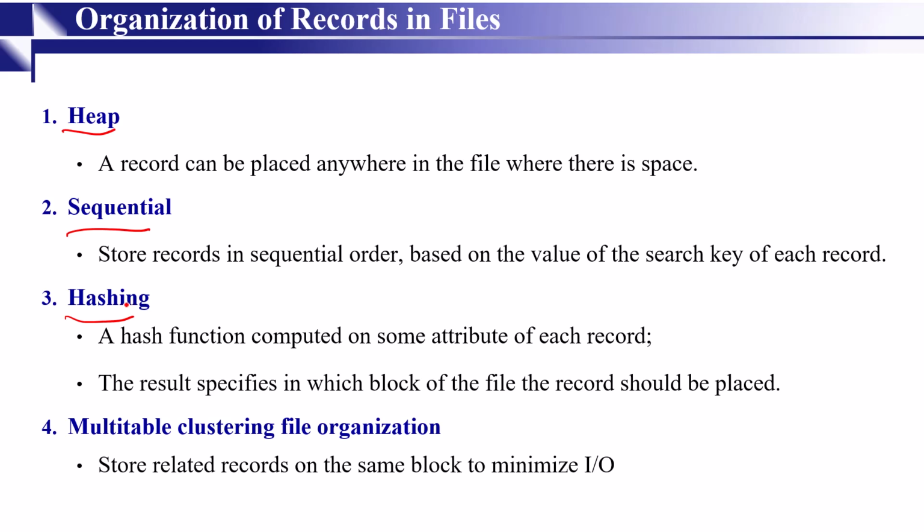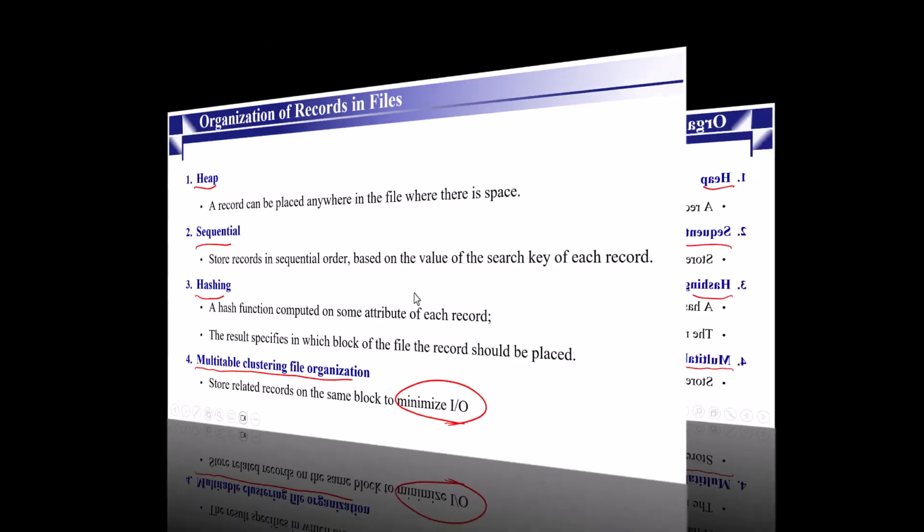Hashing uses a function to map records to specific blocks based on an attribute. Finally, we have multi-table clustering organization. This multi-table organization groups related records on the same block in order to reduce input and output operations.